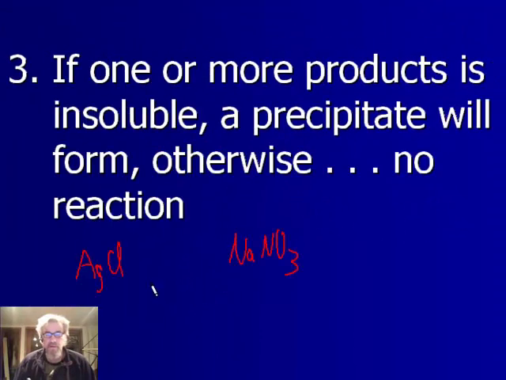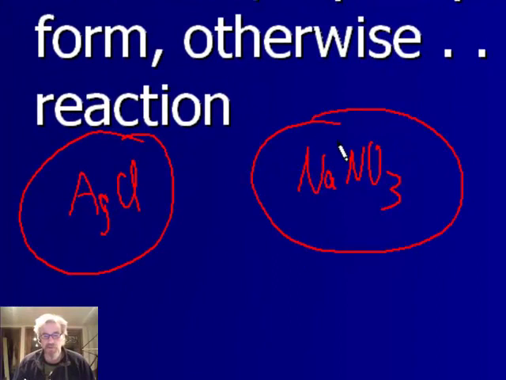NaNO3. And the last thing to do is, if one or more of the products is insoluble, a precipitate will form. Otherwise, it's just a no reaction. So in this case, I take a look at my two possible products that might be produced.